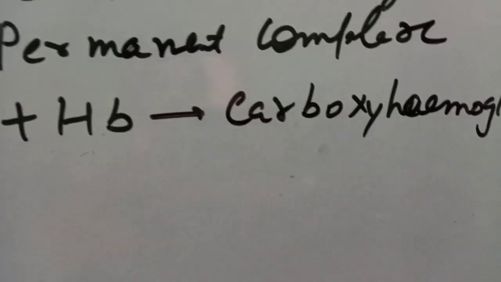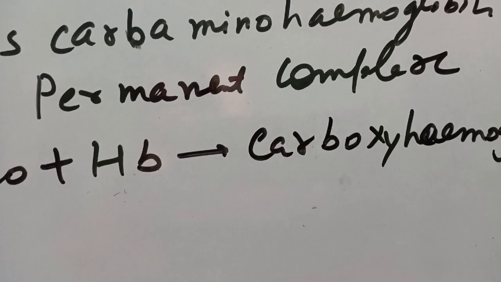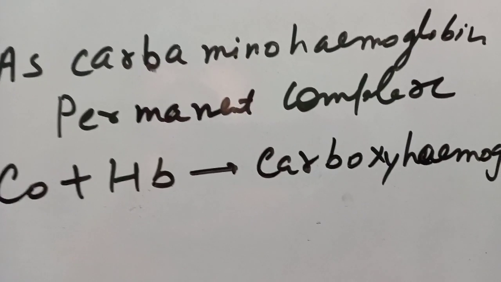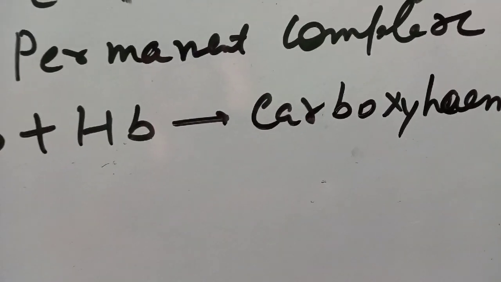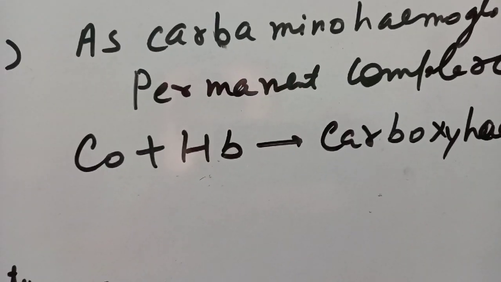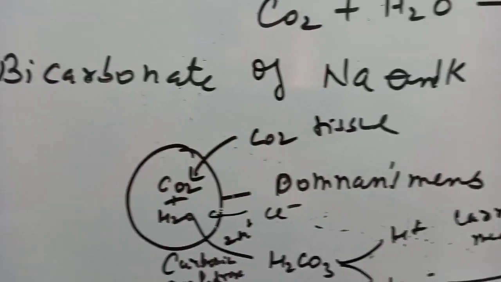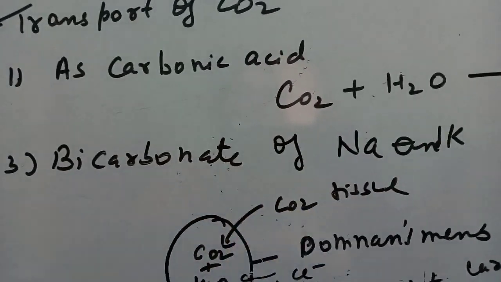Carbaminohemoglobin and oxyhemoglobin are temporary complexes, but carboxyhemoglobin is a permanent complex, and that's why suffocation occurs and a person can also die. The next way in which carbon dioxide is transported is in the form of bicarbonate, that is, bicarbonate of sodium or potassium ion.